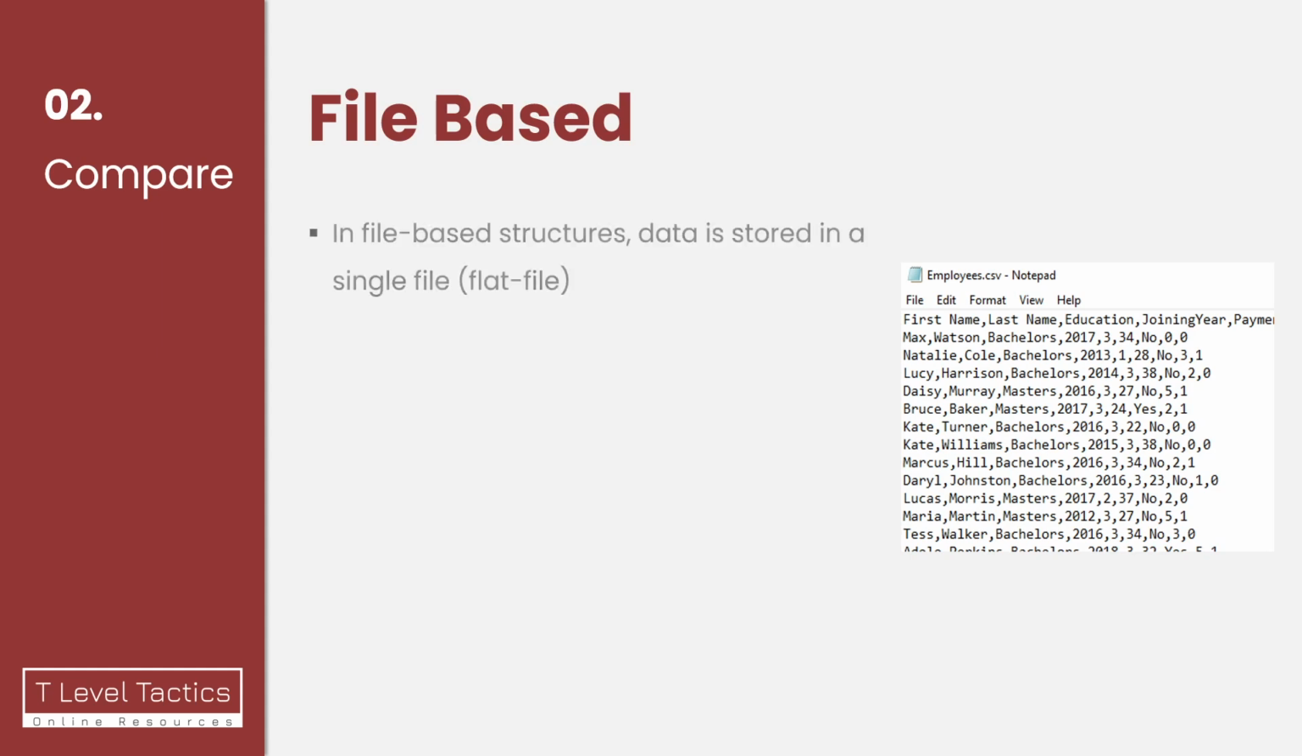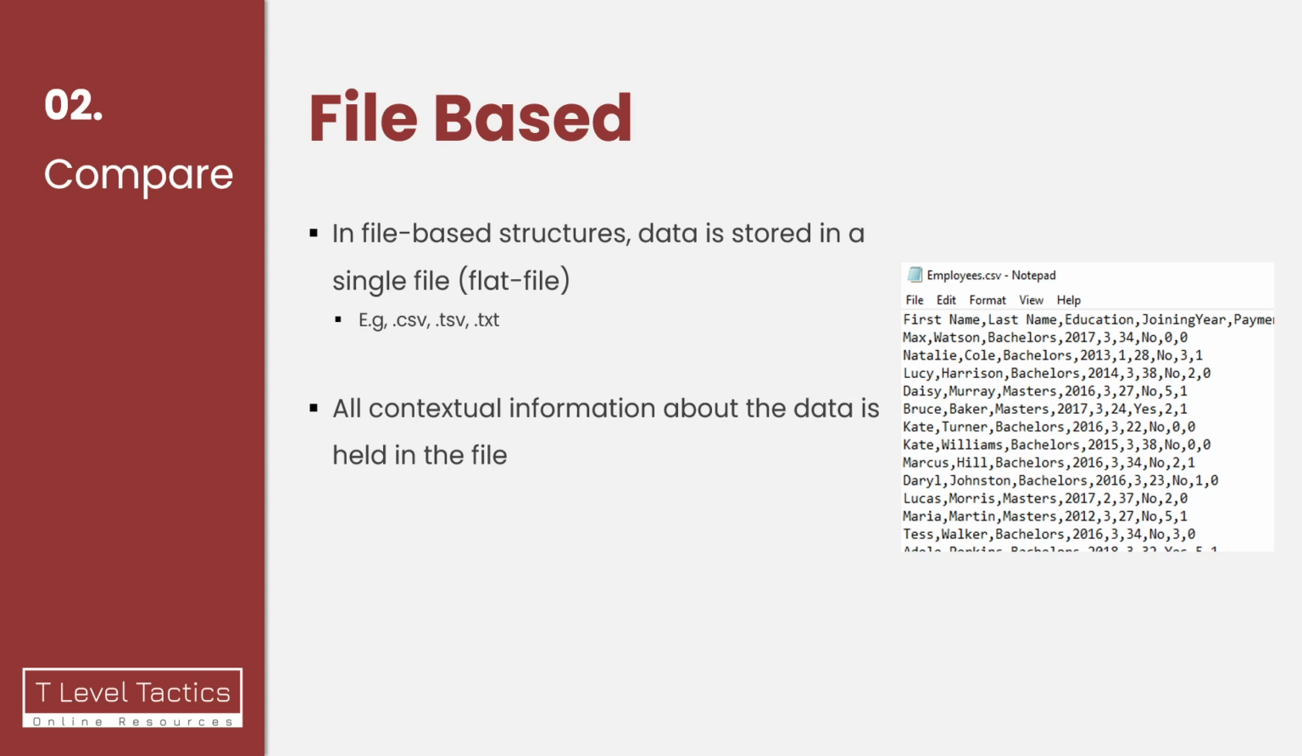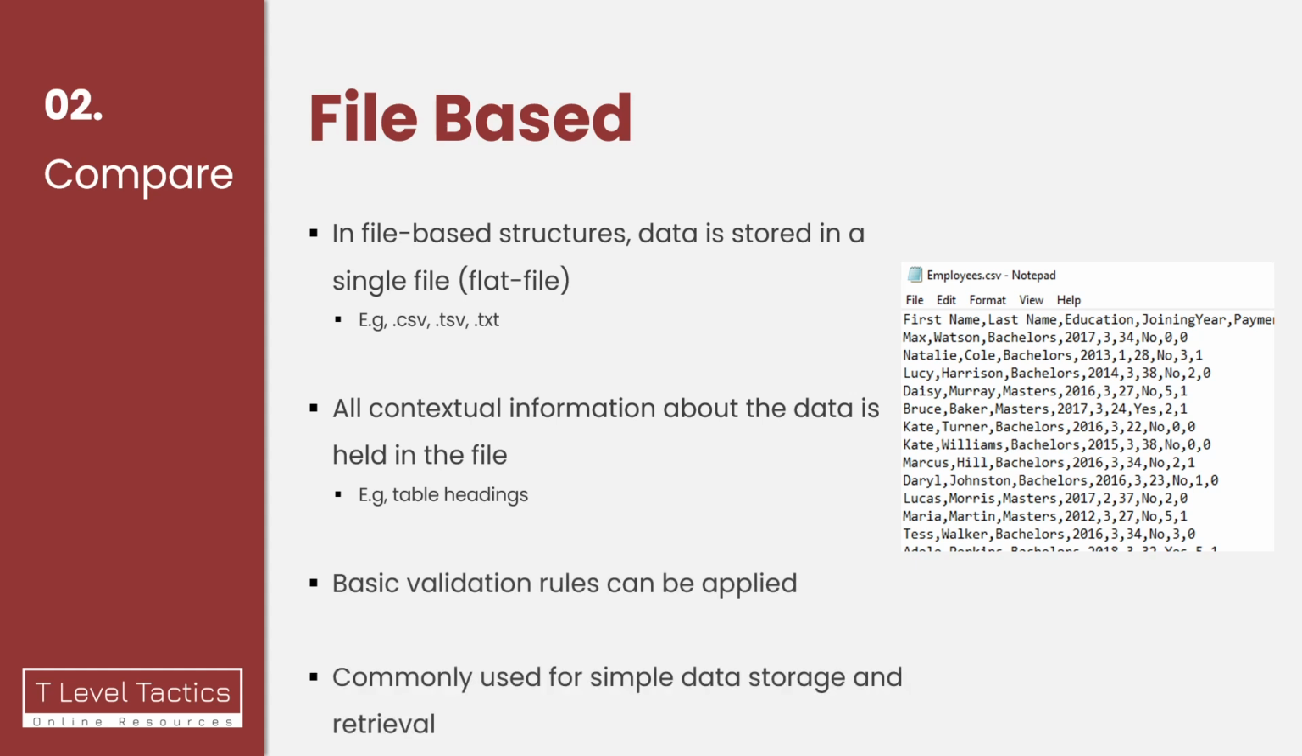In file-based structures, data is stored in a single file, a flat file such as a CSV, TSV, or another text file. All contextual information about the data is held in that file, such as the table headings. And basic validation rules can be applied. They're commonly used for simple data storage and retrieval.